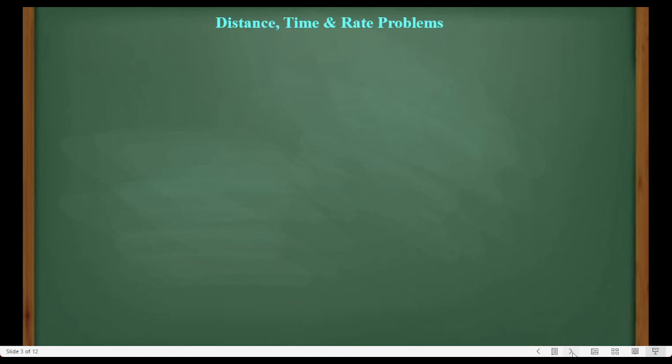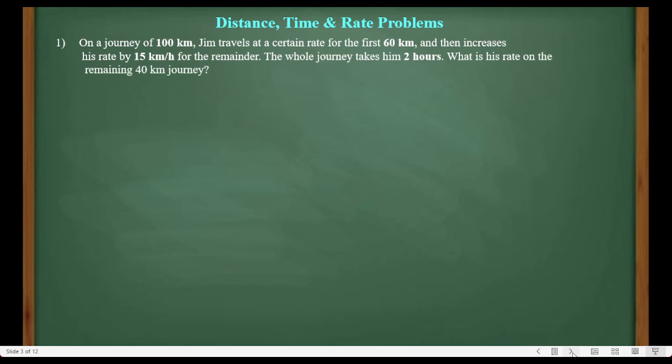The distance, time, and rate problems. For our first example: on a journey of 100 kilometers, Jim travels at a certain rate for the first 60 kilometers and then increases his rate by 15 kilometers per hour for the remainder. The whole journey takes him 2 hours. What is his rate on the remaining 40 kilometers journey?